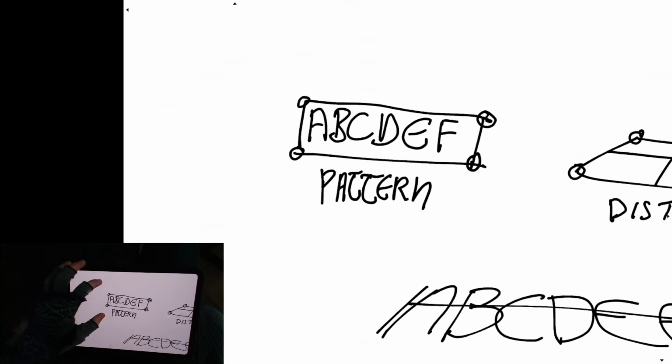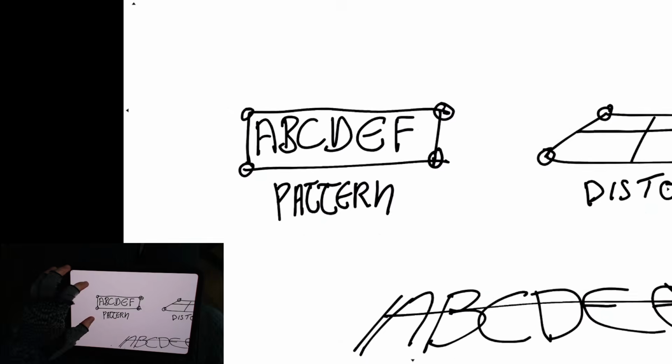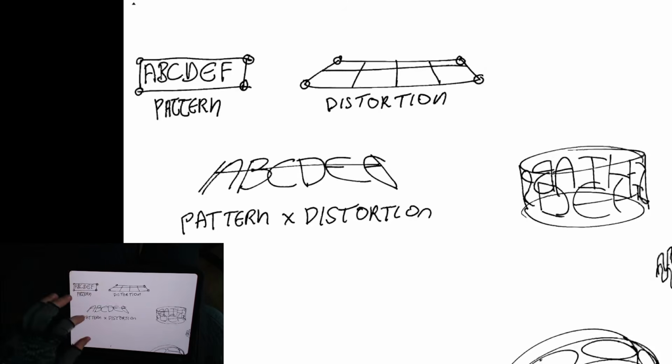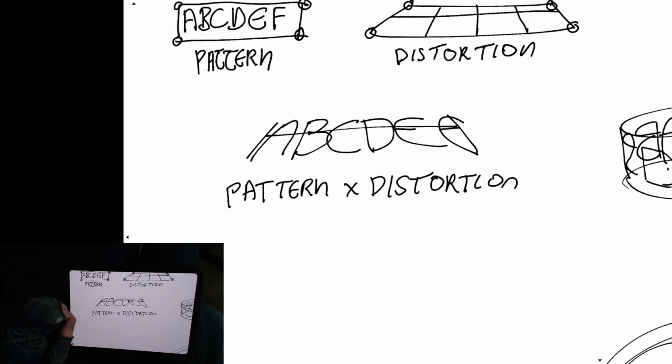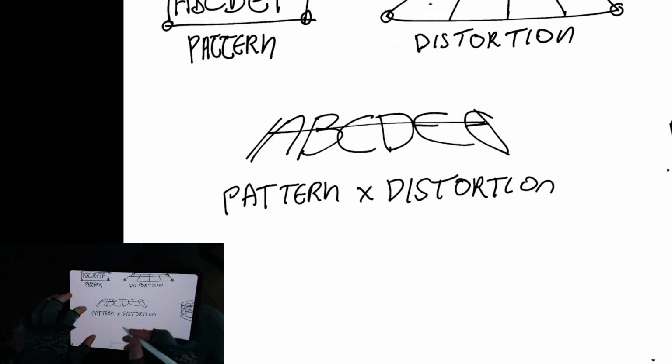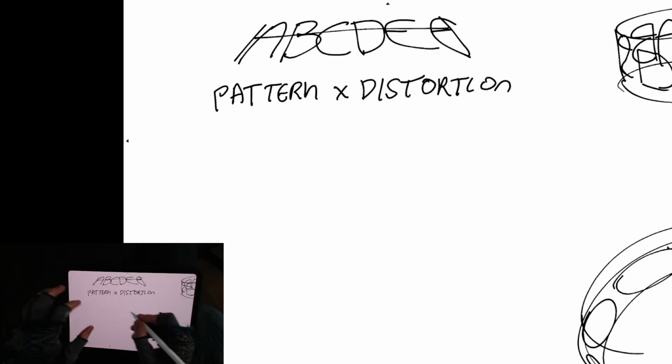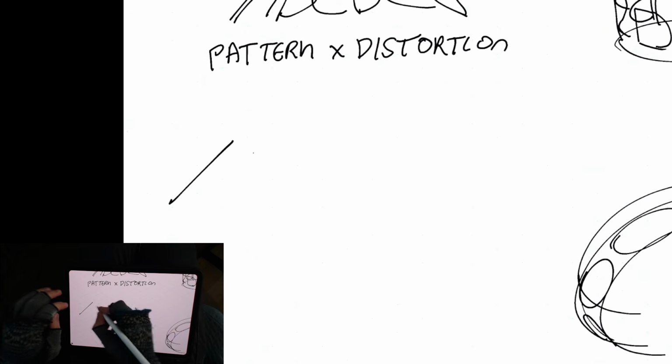So the idea is you get something like a pattern, like these first few letters of the alphabet. We take a distortion, and then we take the pattern and we mash it through the distortion. It's like the distortion is a magic spell, or a lens, and it just takes that thing and deforms it, and it gives us this new result. So something like that, right here. I'll go through the actual doing of it.